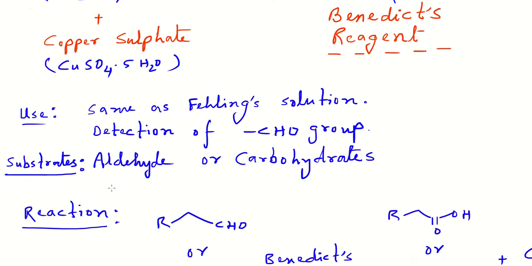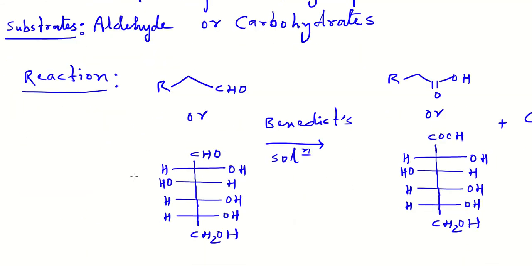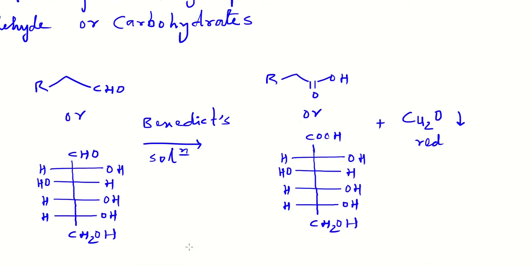So what is the reaction? Basically, the reaction is the conversion of an aldehyde molecule which contains an alpha hydrogen atom. It may be an aliphatic aldehyde or it may be a carbohydrate molecule. It also has an alpha hydrogen atom. These types of aldehyde molecules are converted into their corresponding carboxylic acids via the oxidation of the aldehyde groups by the copper 2+ present in the Benedict's reagent, and the copper 2+ gets reduced into the cuprous state, and cuprous oxide is precipitated as a red precipitate in the reaction mixture.